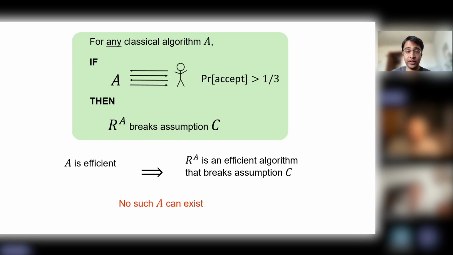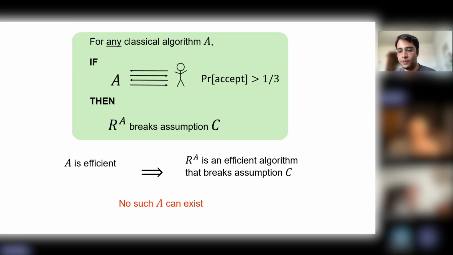Now, an inefficient A can exist. An inefficient A with unbounded time can obviously exist. It can break your proof of quantumness. But then when you plug it in, R to the A is not efficient. So even though R to the A will break your assumption, that's probably fine. So in unbounded time, you can break the assumption. That's usually the case.